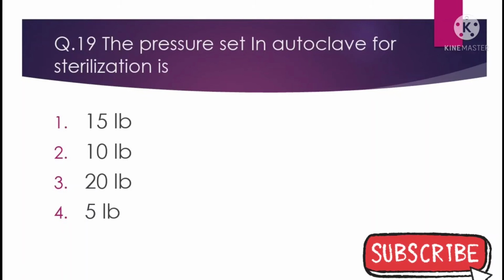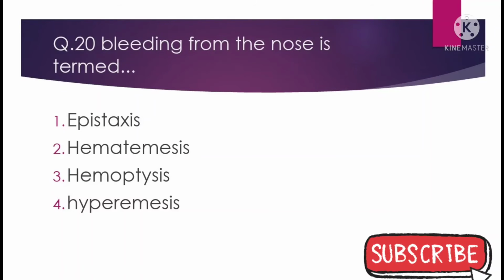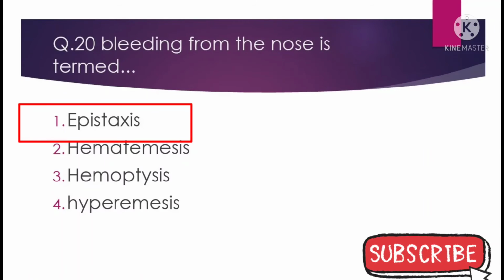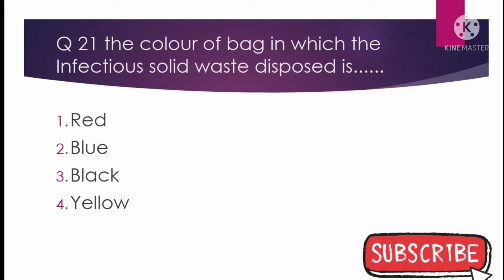Question number 19: The pressure set in an autoclave for sterilization is... Right answer is 15. Question number 20: Bleeding from the nose is called... Right answer is epistaxis.